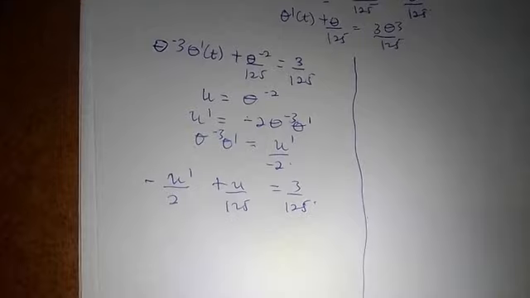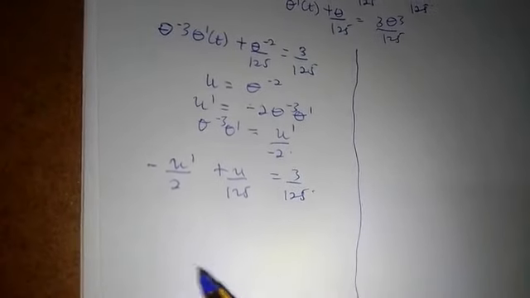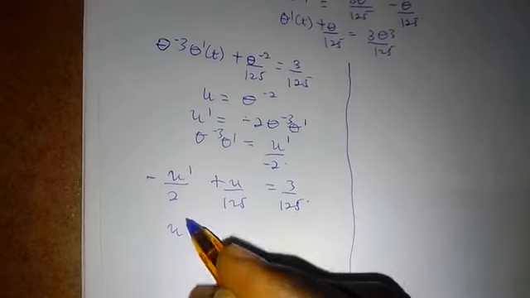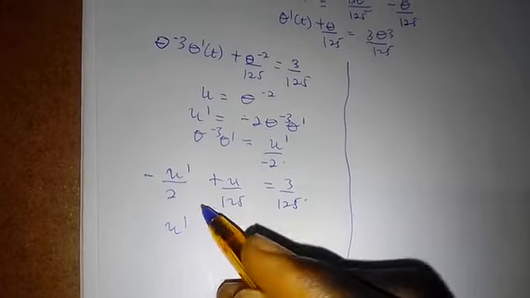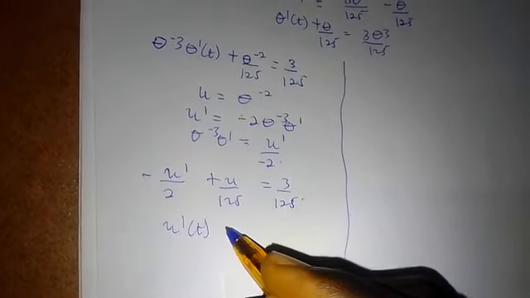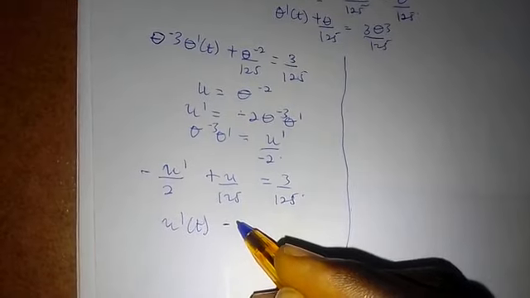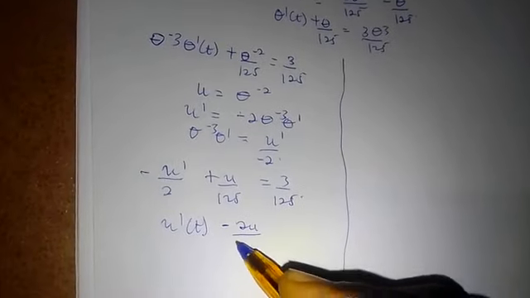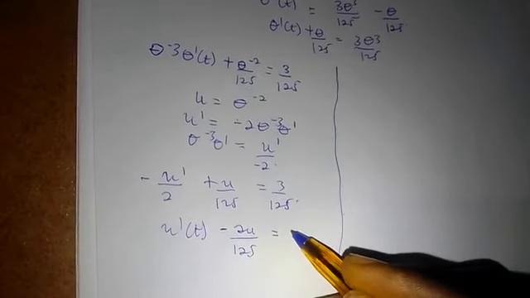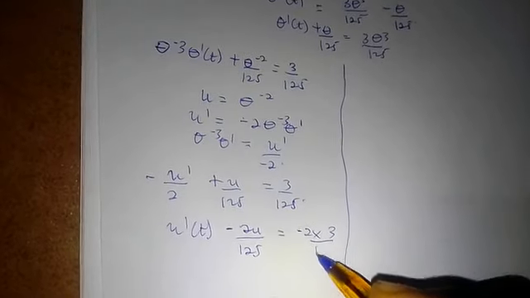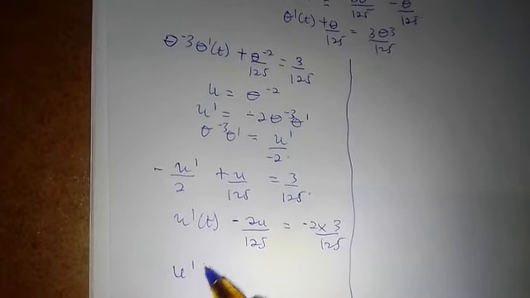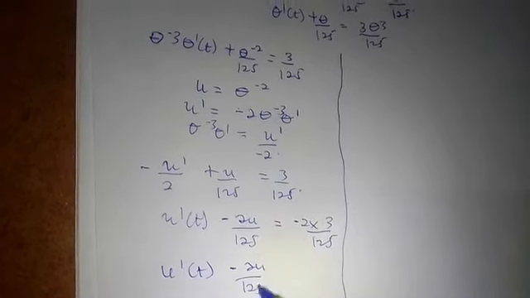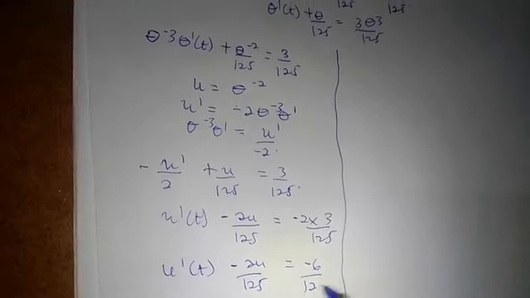But in the first order linear equation the coefficient of u prime should be 1. For that reason I'm going to multiply through by negative 2 to cancel the half I'm having here. So I get u prime of t standing there alone, plus, I'm multiplying through by negative 2, so minus 2u over 125 is equal to negative 2 multiplying 3 over 125. So I'll come down here, I'll get u prime of t minus 2u over 125 to be equal to negative 6 over 125.